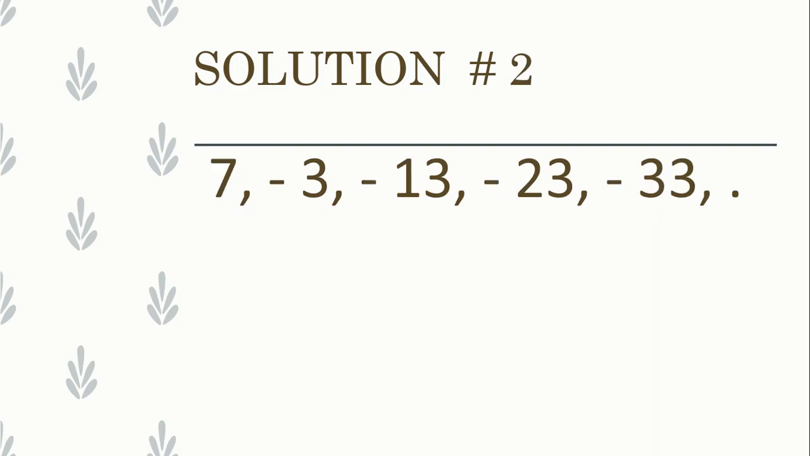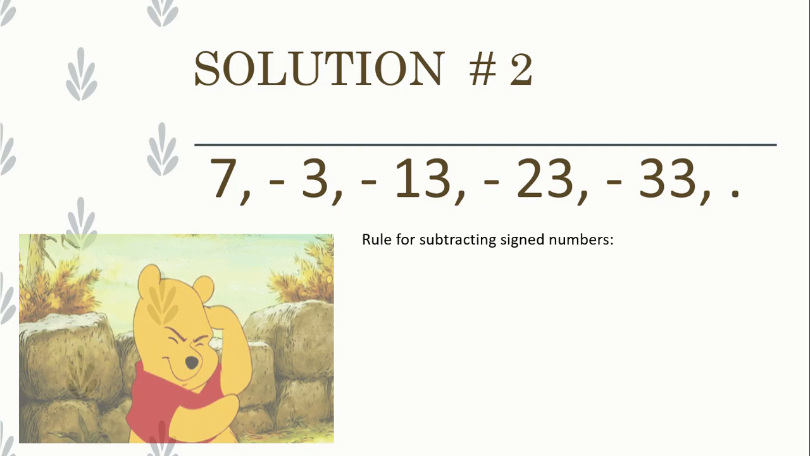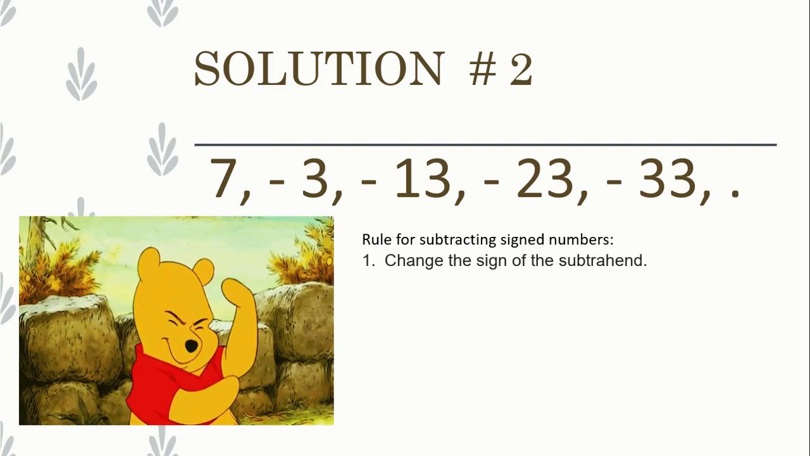Number 2. The given sequence is 7, -3, -13, -23, -33, and so on. Before you can answer the common difference correctly, you must remember how to subtract signed numbers. Let's recall the rules for subtracting signed numbers. First, change the sign of the subtrahend. If the given sign of the subtrahend is positive, change that into negative. If the given sign of the subtrahend is negative, change that into positive.